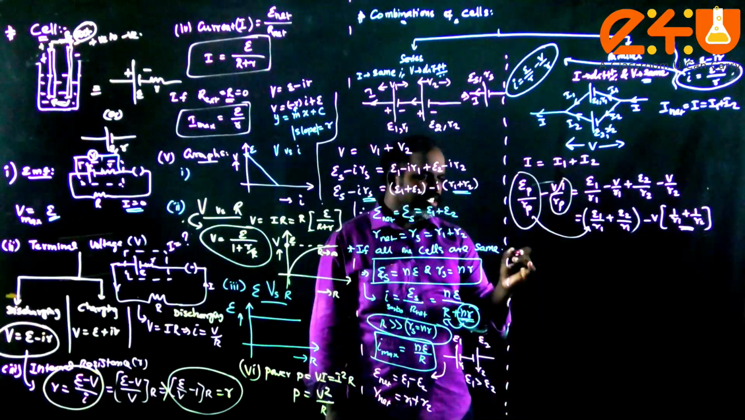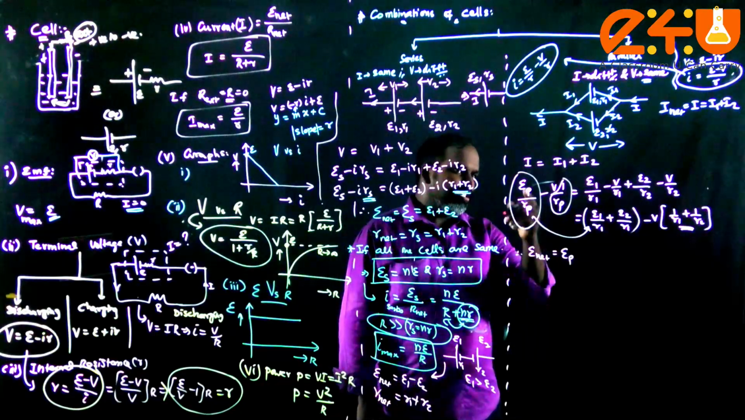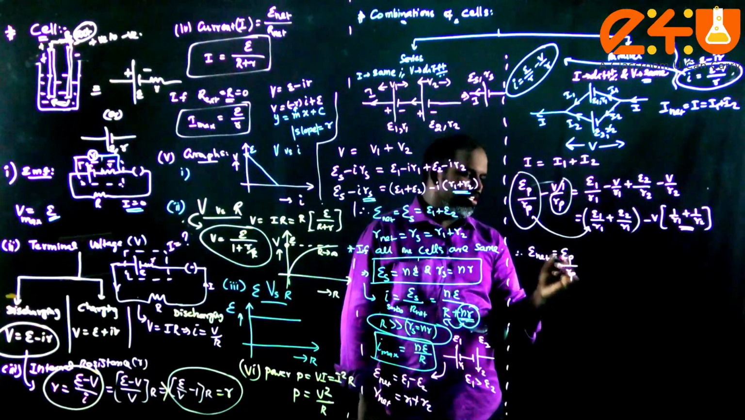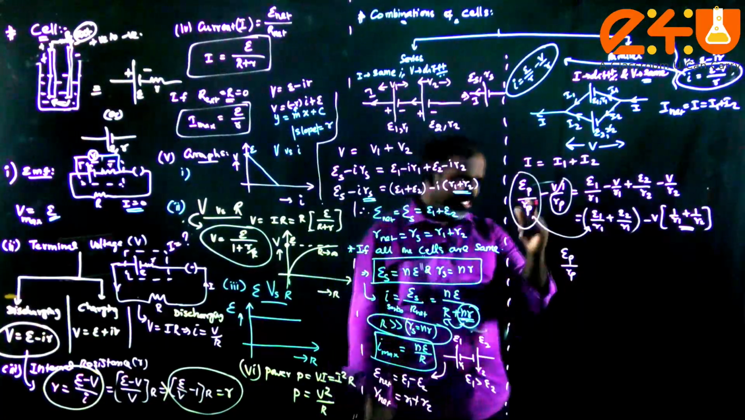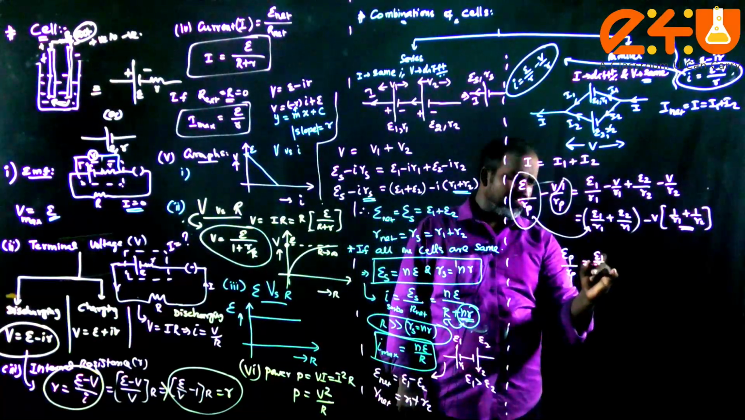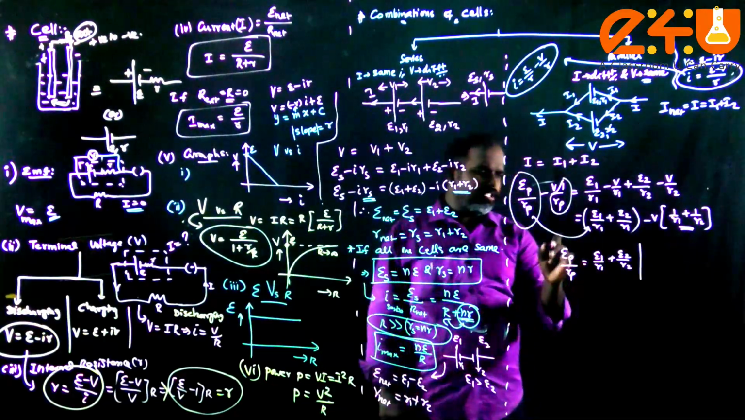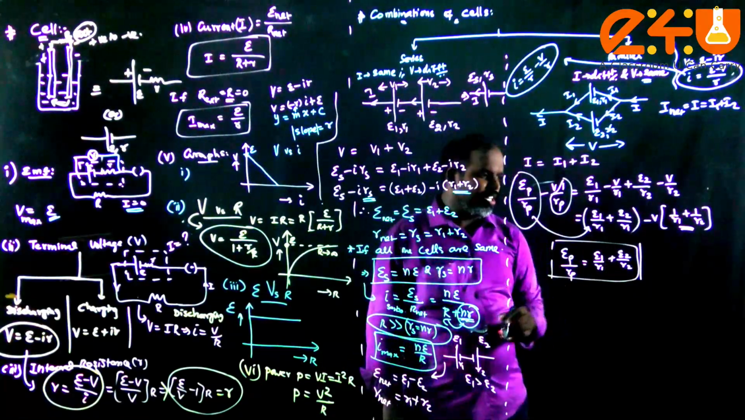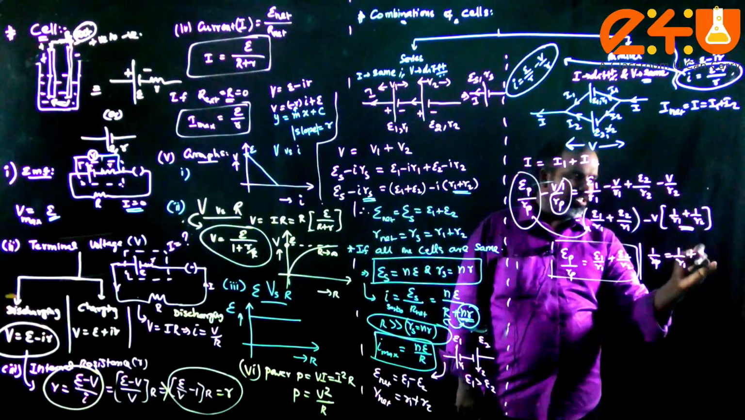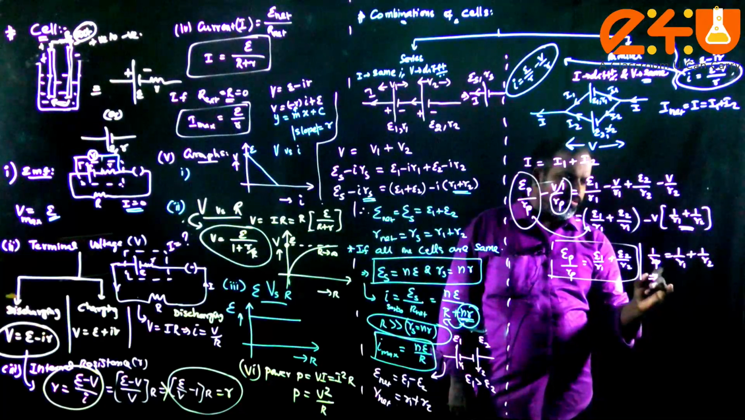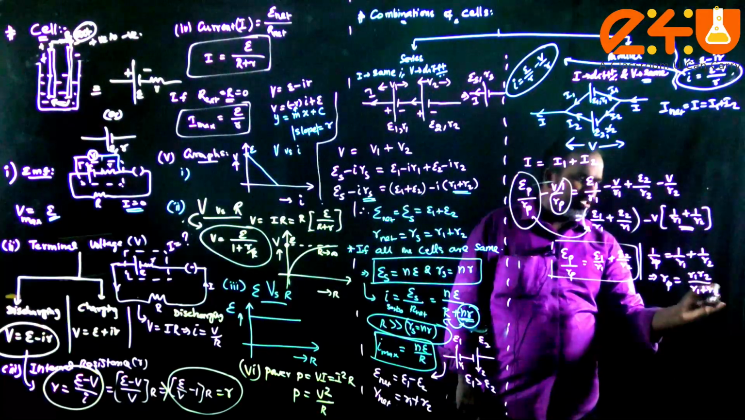So therefore I can say that E net, or E parallel by R parallel, is given like this: E1 by R1 plus E2 by R2. This is an important result that we get. Similarly 1 by R parallel is equal to 1 by R1 plus 1 by R2. As we said earlier, R1 R2 divided by R1 plus R2.